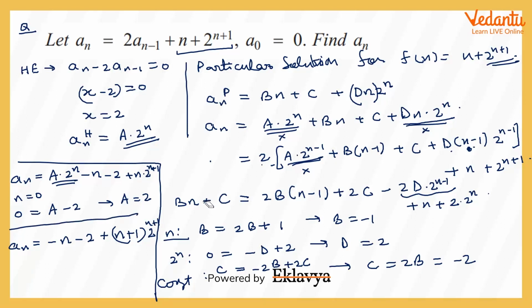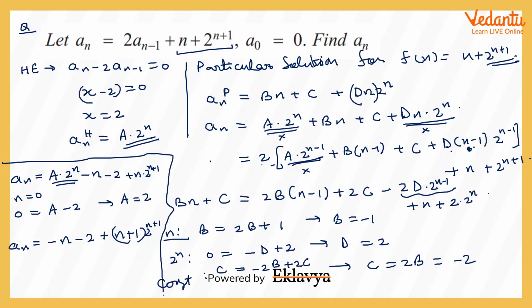Let me write it once again. Into 2 power n plus 1. So that is the answer of this recurrence solution: minus n minus 2 plus n plus 1 into 2 power n plus 1.